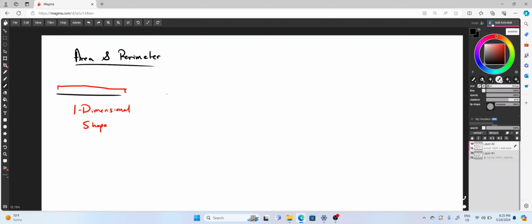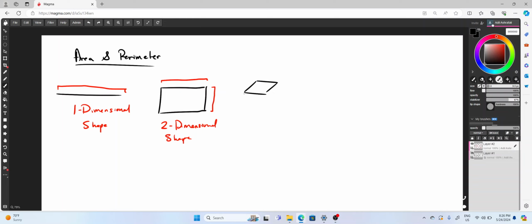Now, a two-dimensional shape would be something that has this horizontal component, but it also has a vertical component. Let me try to straighten them up. So this is a rectangle, which I'm sure you've all seen before. It has a horizontal component, and it also has a vertical component. This is a two-dimensional shape. And now we, of course, have shapes that are even higher dimensional than this, like cubes, for example.